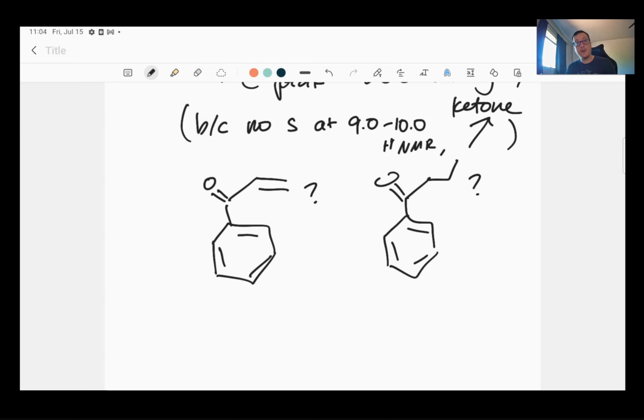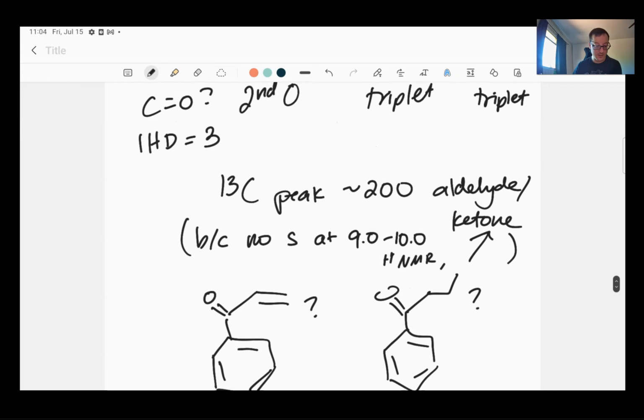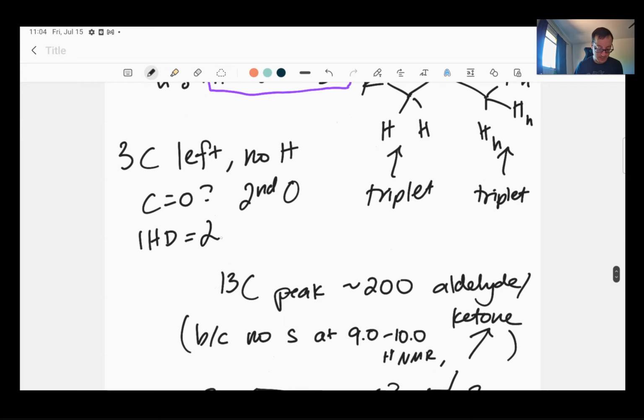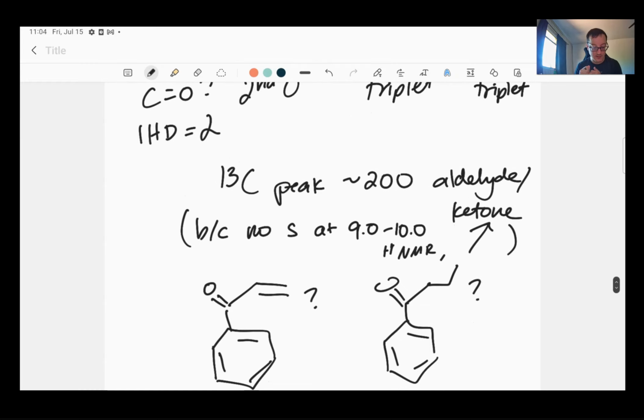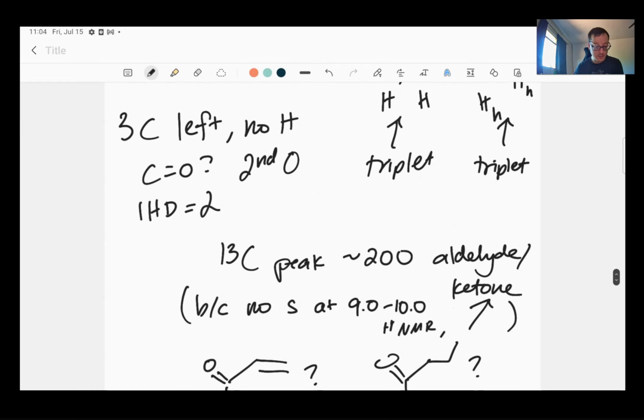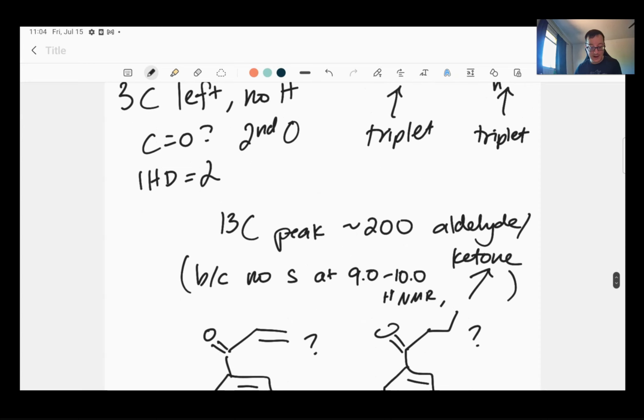Okay. So, we still have... I'm sorry, we have an IHD of 2 left, don't we? Not 3. Because we have the alkene and the carbonyl. So, we have this extra oxygen. We've got 2 more IHD left to deal with here. Do we see anything else that might be helpful for us?